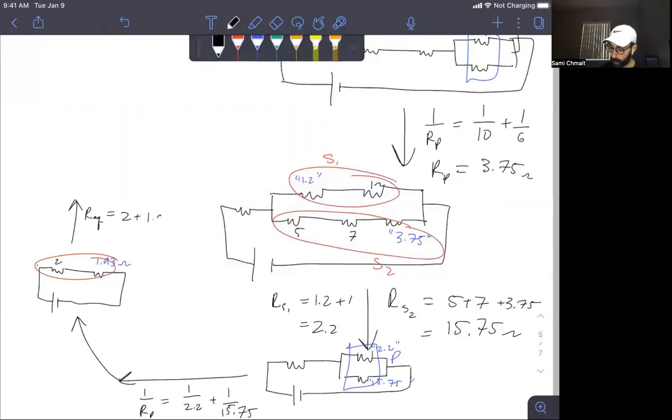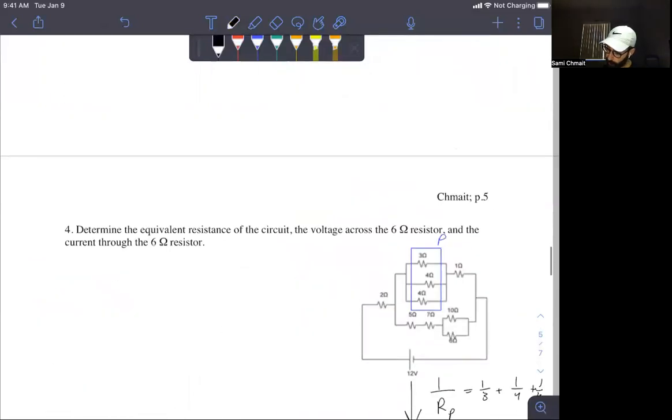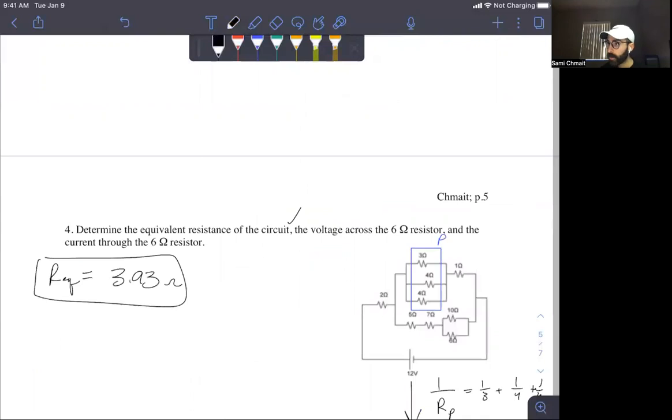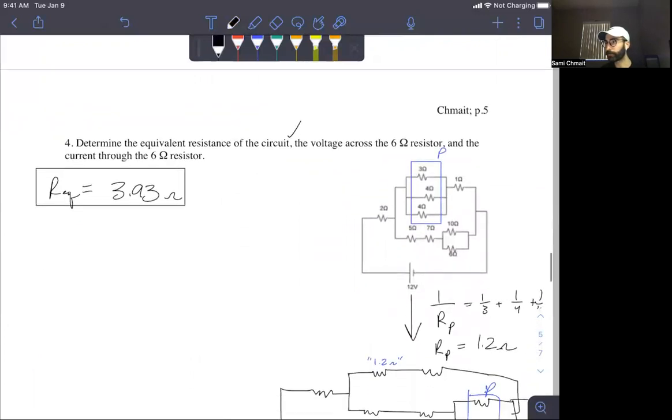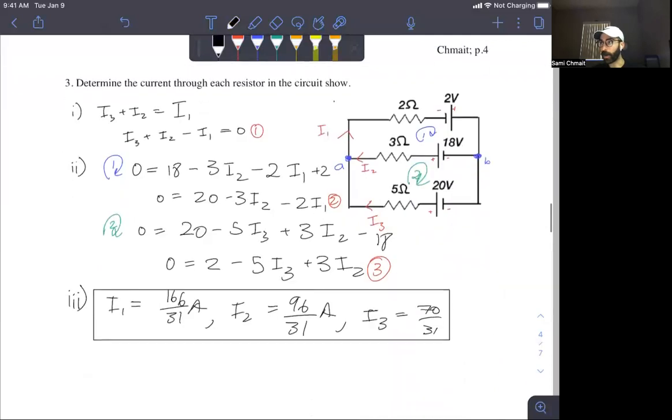So 2 plus 1.93, 3.93. Okay. Wow. So we determined the equivalent resistance of the circuit. So that's part one. Let's call that Req is equal to 3.93 ohms. All right, nice. So now we want to find the voltage across the 6 ohm resistor and the current through the 6 ohm resistor.